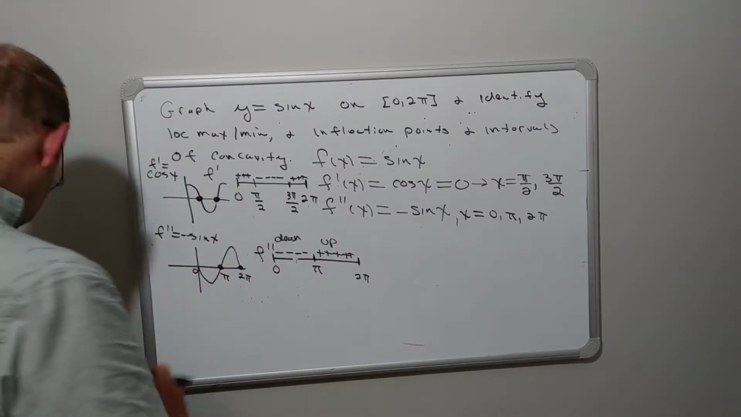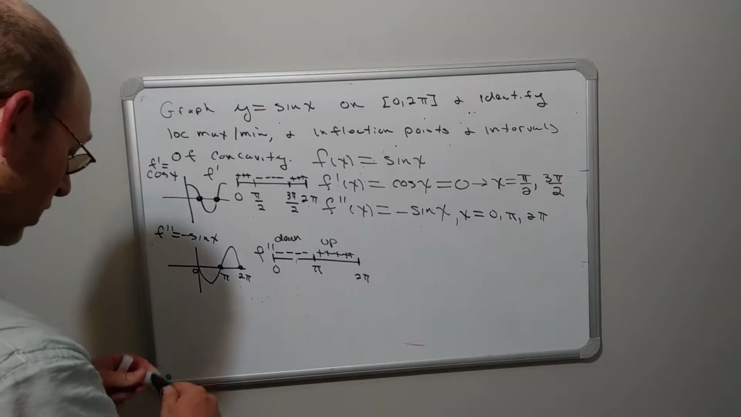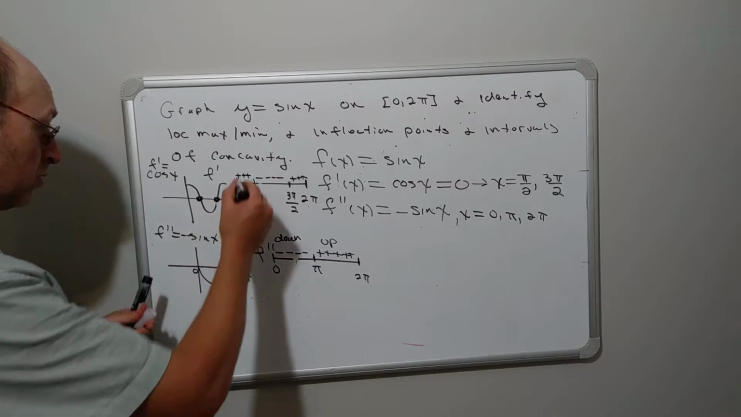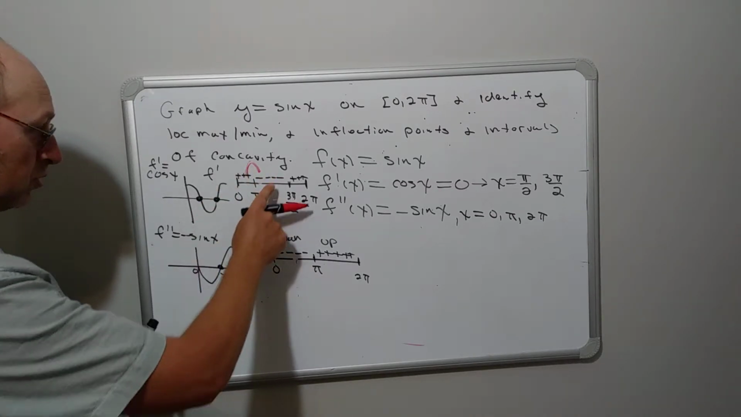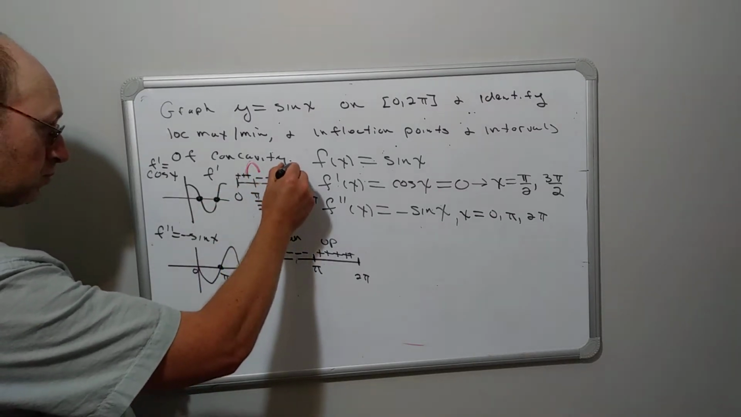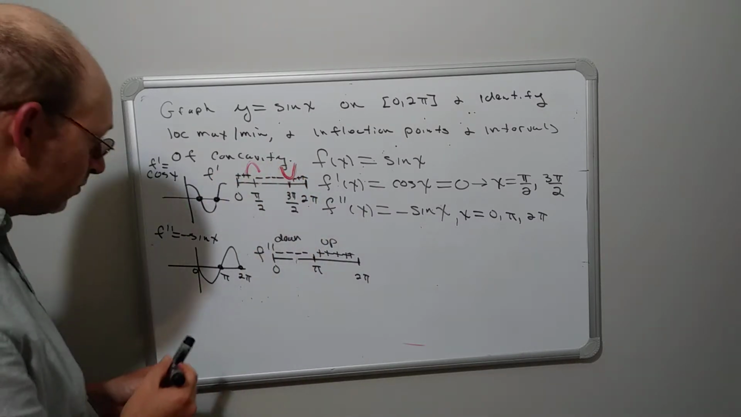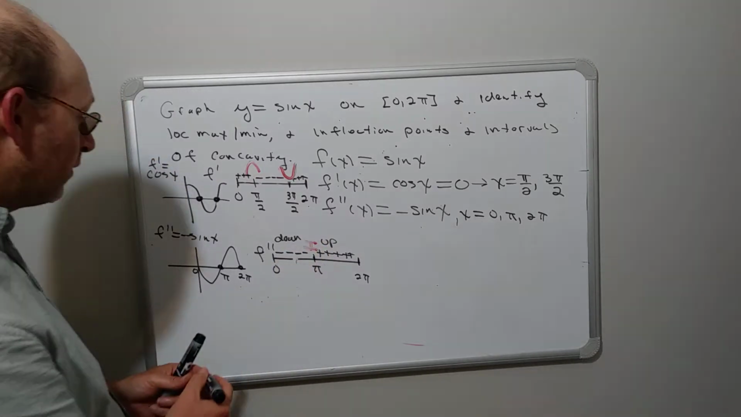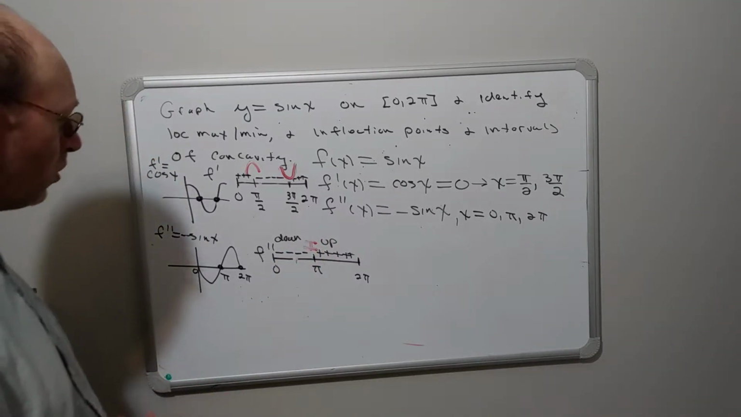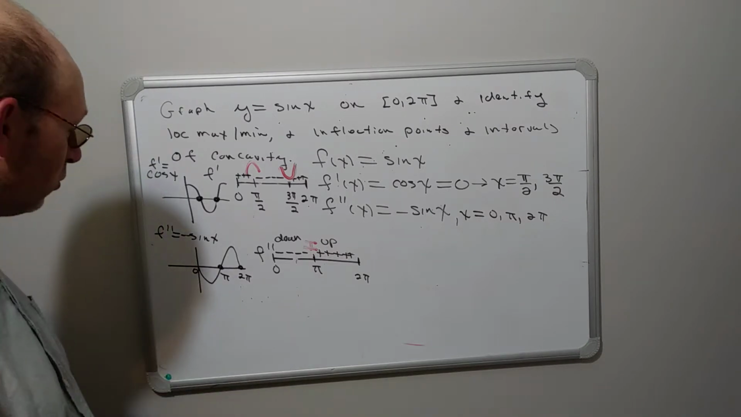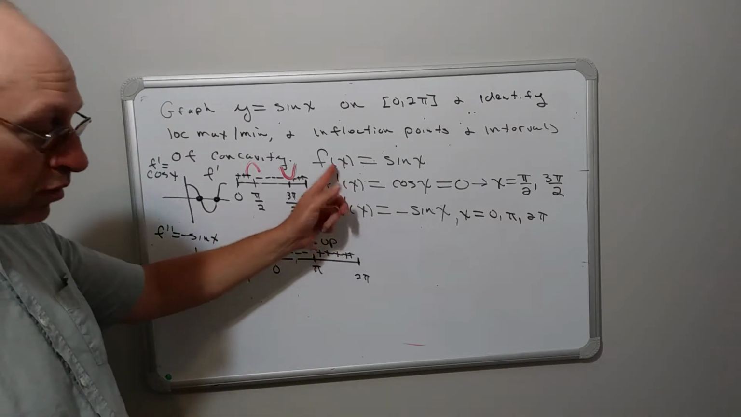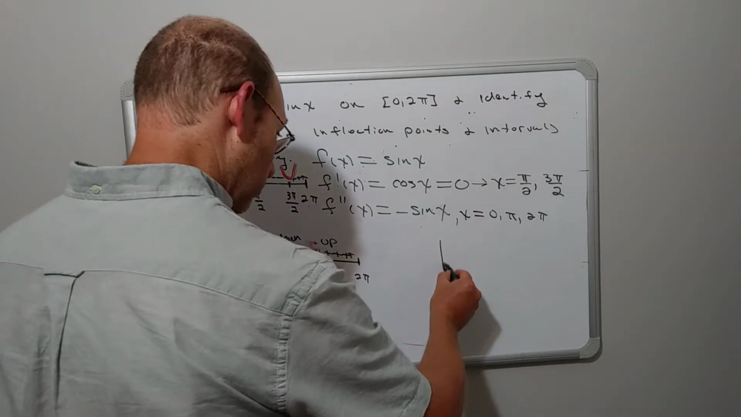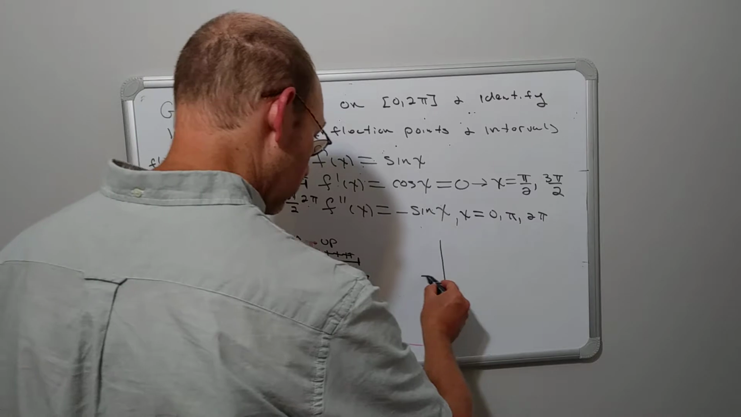Alright, so let's look back more carefully at what we have. So increasing and then decreasing, that's a local max. Decreasing then increasing, local min. Here we have a point of inflection. Alright, so putting this all together, well, we know the graph of the sine, but now we understand it a little bit better, and we could figure out where it changes concavity.